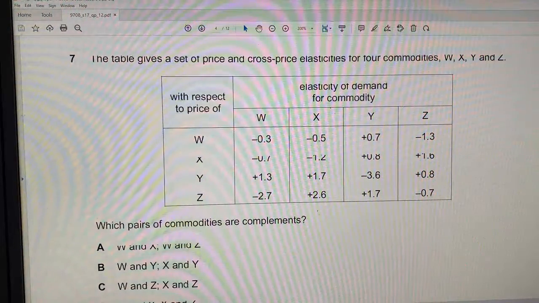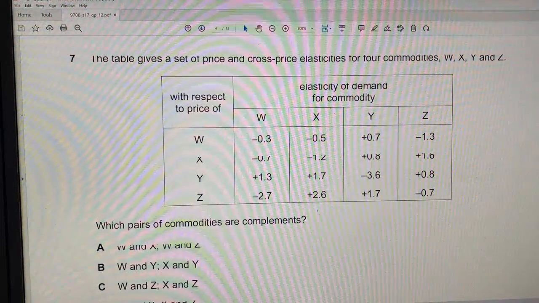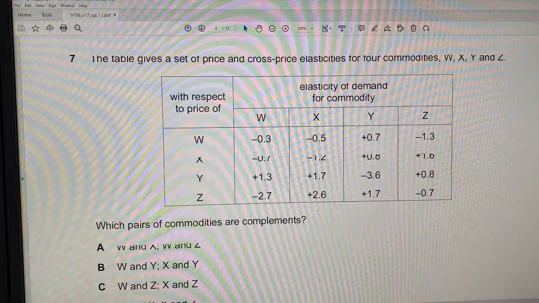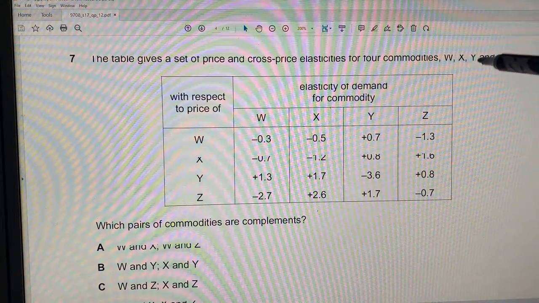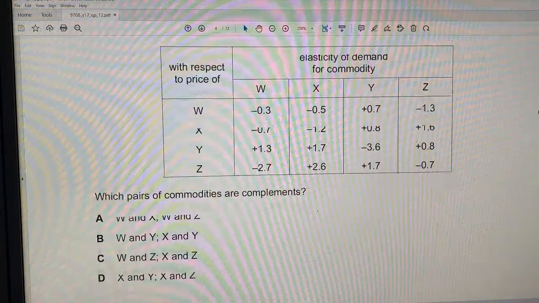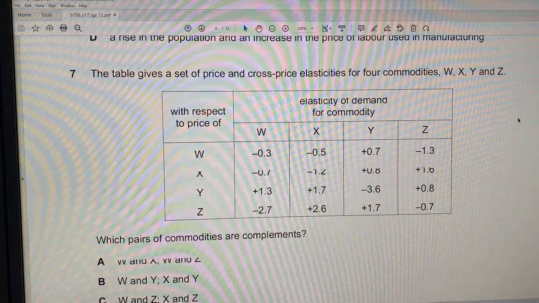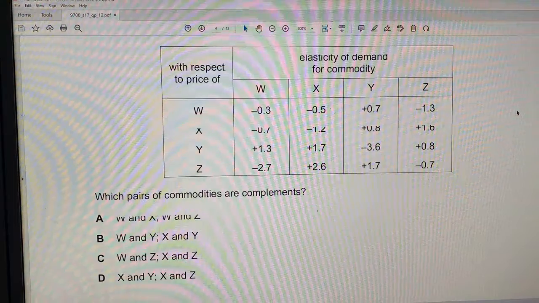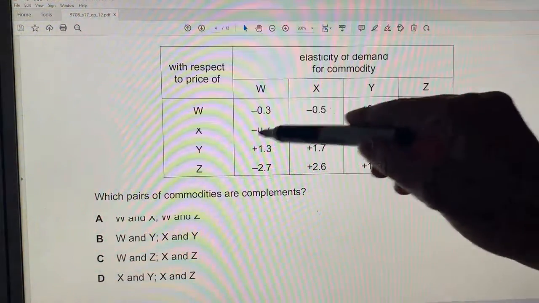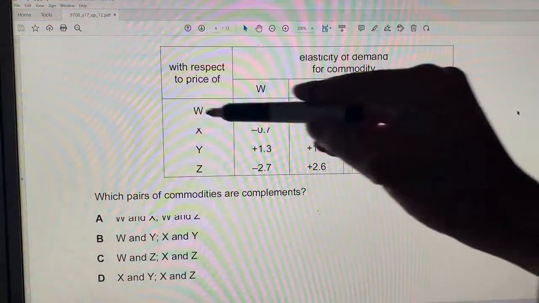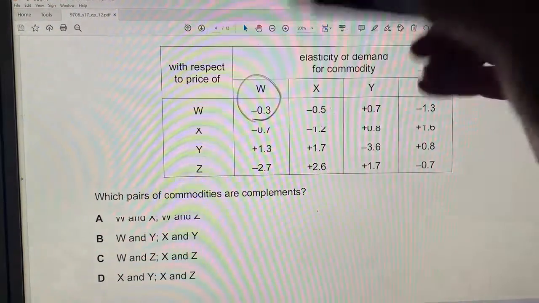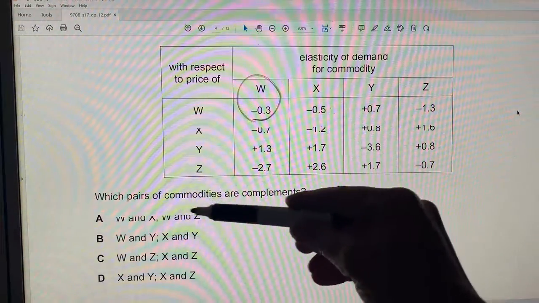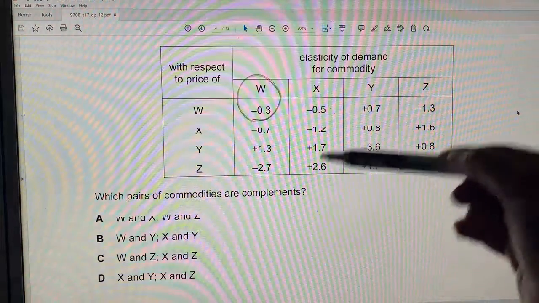Question 7 says the table gives a set of price and cross-price elasticities for 4 commodities. That's W, X, Y, and Z. I guess I cut off the top. There it is. Okay, that's nice. And here's the cross-price elasticities. This is the price elasticity for W, right? So anyway, which pair of commodities are complements?